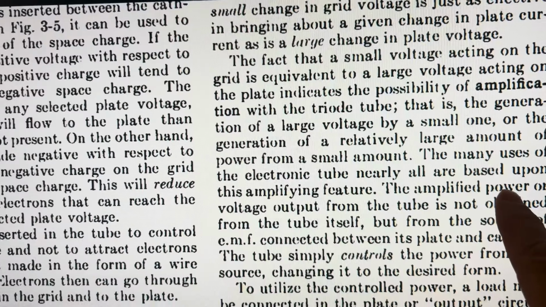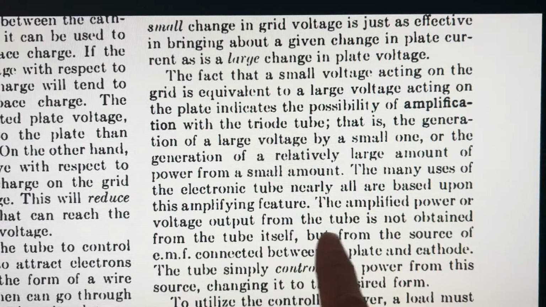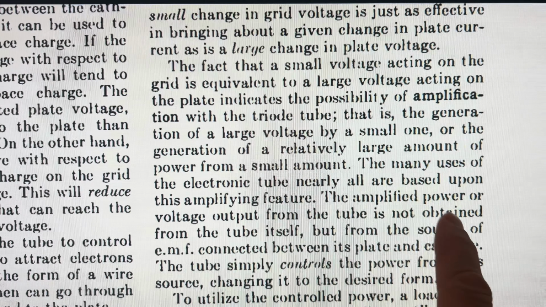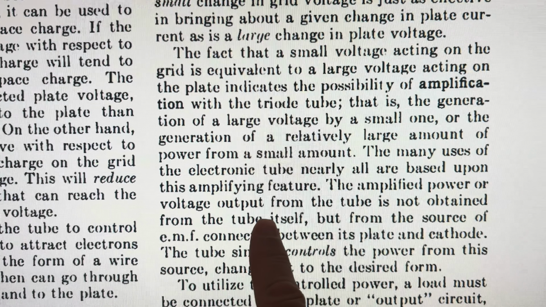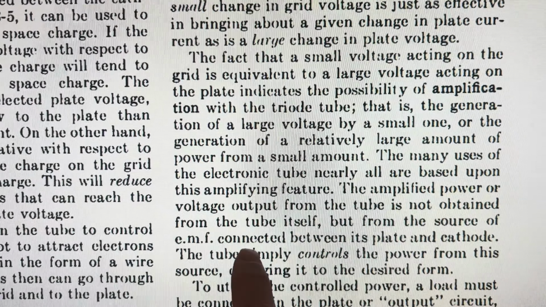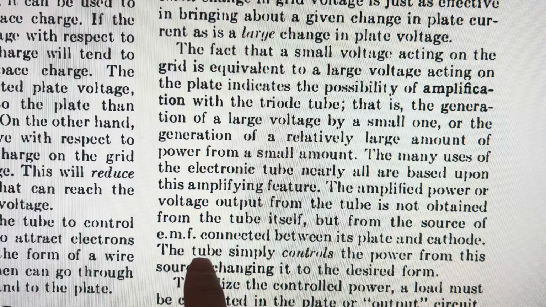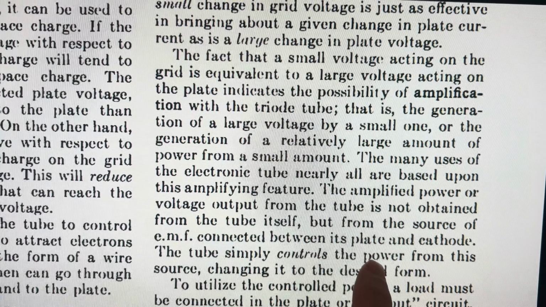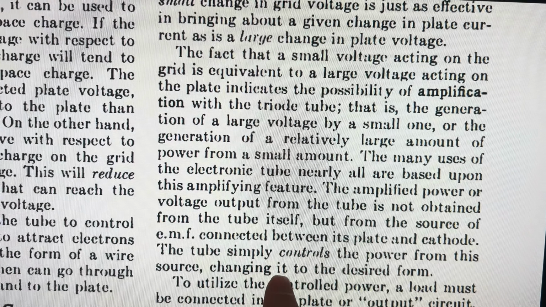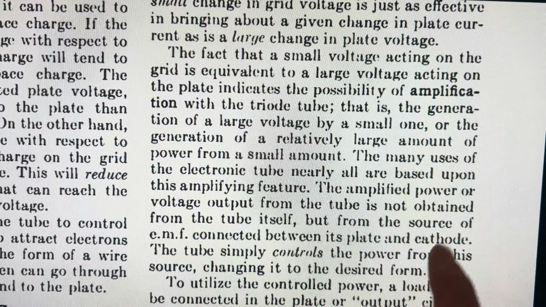The amplified power or voltage output from the tube is not obtained from the tube itself, but from the source of EMF connected between its plate and cathode. The tube simply controls the power from this source, changing it to the desired form.